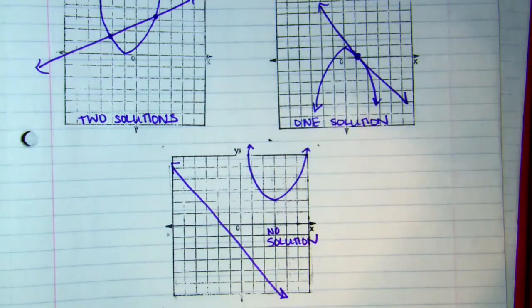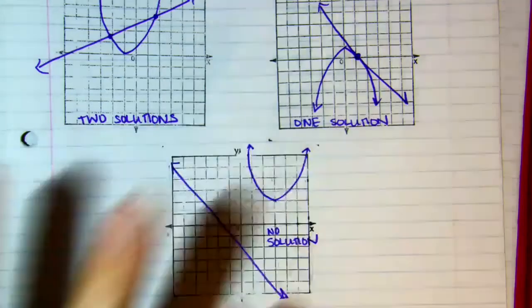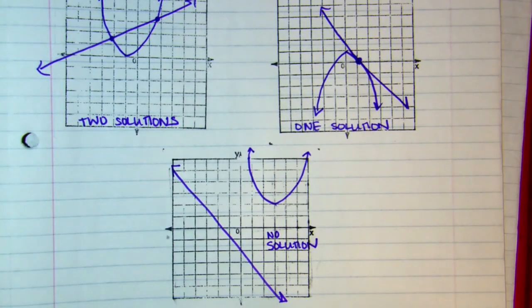If you think back to our linear equations, we had the same thing. If we had two lines that just intersected in one spot, we had one solution. If we had two lines that were coincident, or on top of each other, basically everything worked, so all solutions. Or if we had two parallel lines, we had no solutions. So we have a similar case here with our parabola and our line.